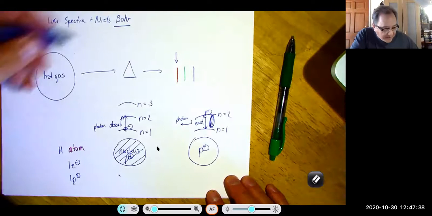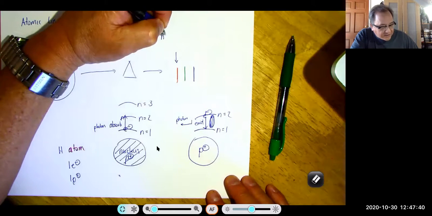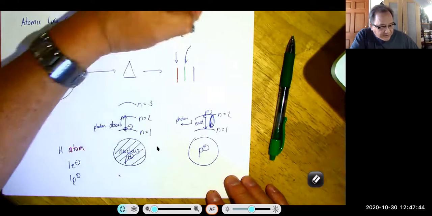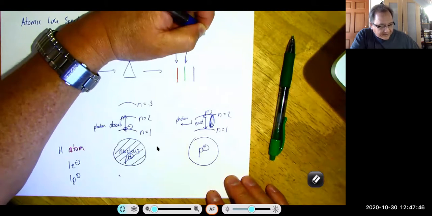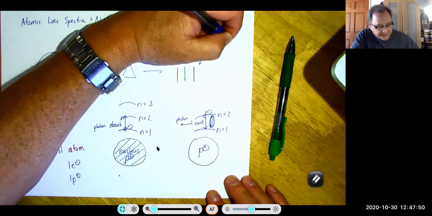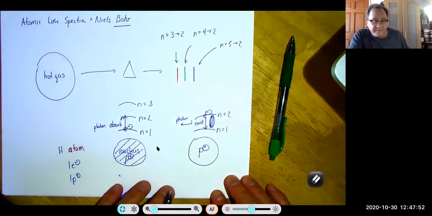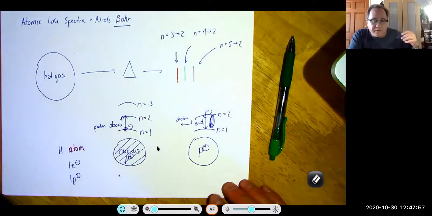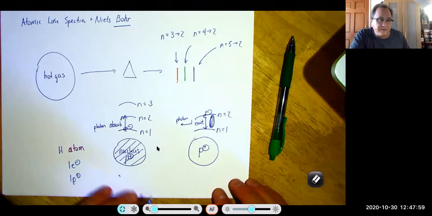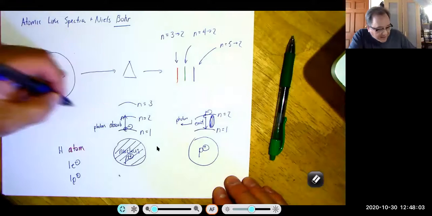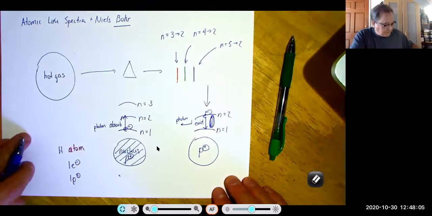This might be an electron going from the third level to the second level. And maybe this one is an electron going from the fourth level to the second level. And this could be an electron going from the fifth level to the second level. So you get all of these emissions because electrons are moving from one level to another. So that explains the emission spectrum.